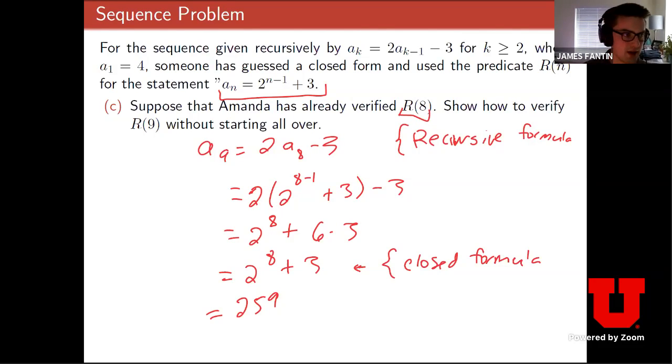Any questions on this part, on parts A, B, or C of this problem? No? Awesome. It's a pretty straightforward problem here.